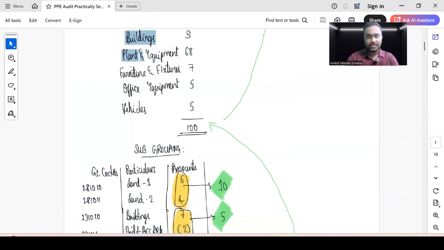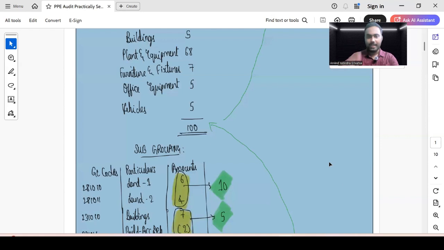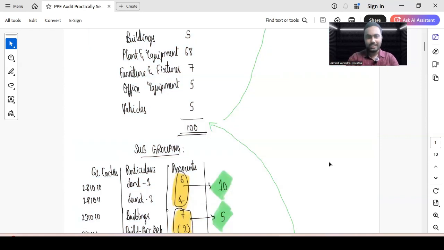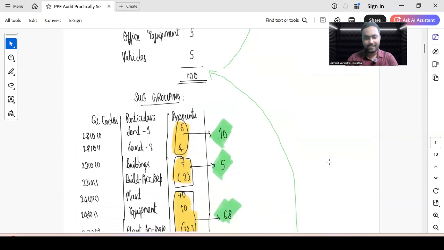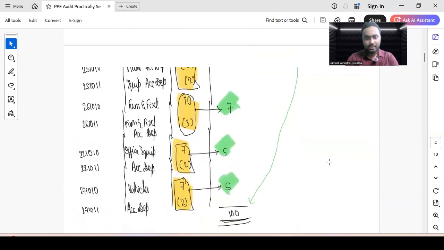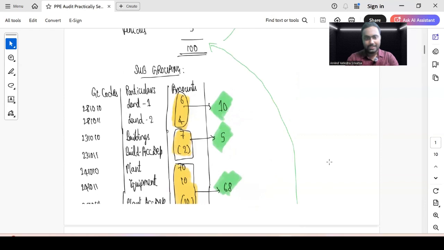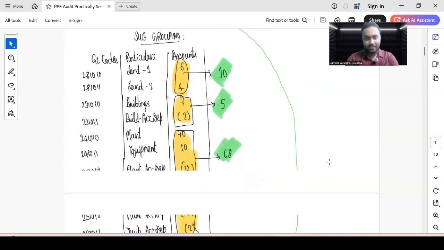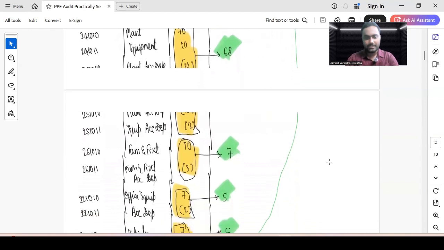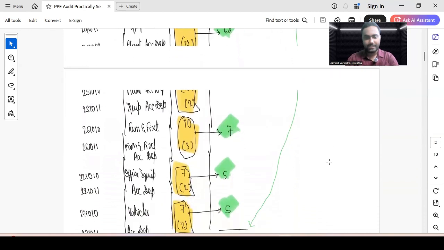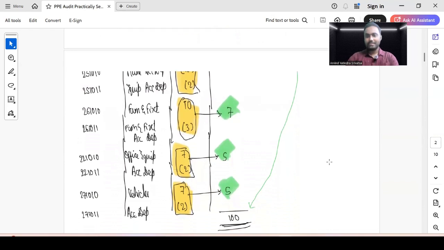Guys, I hope you understood this. This is how the lead grouping and subgrouping works. This is how it's for the other values as well. Like for plant and equipment, it's 68. If you just see here, it is coming to 70 plus 10 minus 2 minus 10, and it's 68. And similarly, for furnitures and fixtures, it's 10 minus 3, 7. For office equipment, it's 7 minus 2, 5. For vehicles, it's 7 minus 2, 5. And so on and so forth, we are deriving a total of 100, which is again tying out to the face of the financials. I hope you understood this, guys. This is how the flow works.